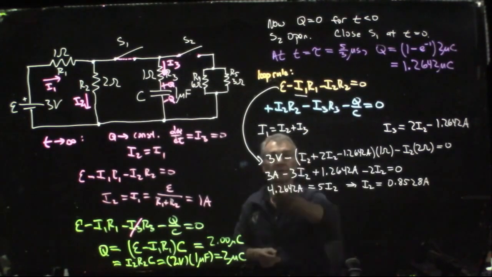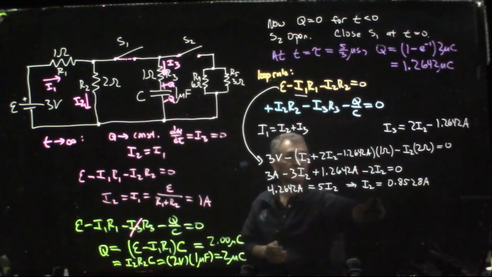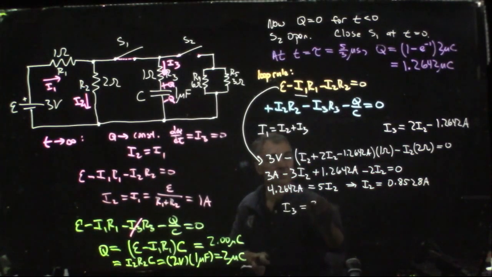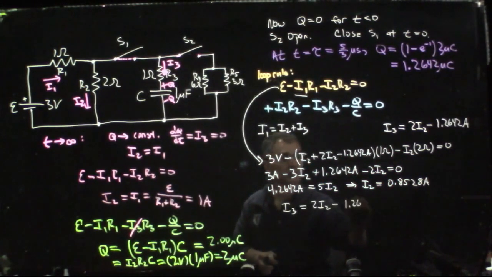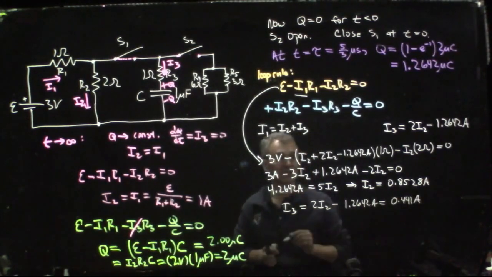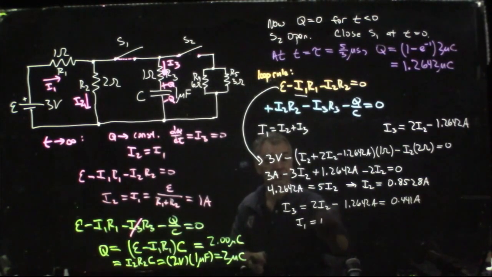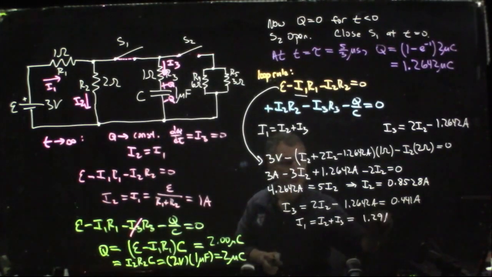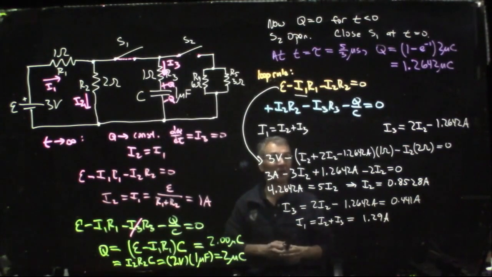Okay, so if you divide every term here by 1 ohm, then you get this line. Everything's in amps here on this line, and then you can combine and you get I2 is 4.2642 amps divided by 5, which is 0.8528 amps. Then you get I3 is 2I2 minus 1.2642 amps, and that works out to be 0.441 amps. That's a big mess. And then I1 equals I2 plus I3, and that works out to be 1.29 amps. That's a huge mess. We would never make you do that on an exam, but what the heck.